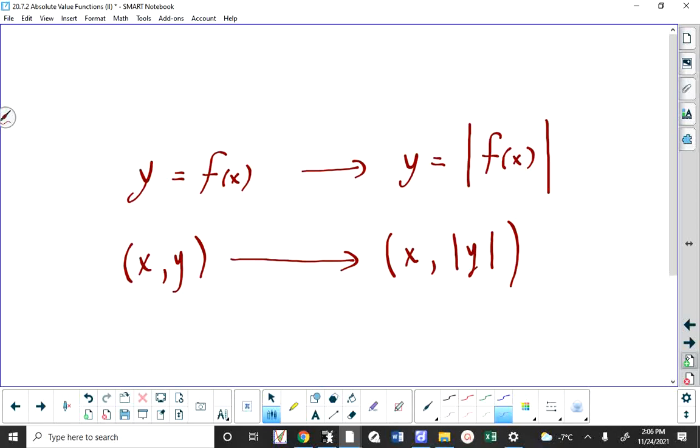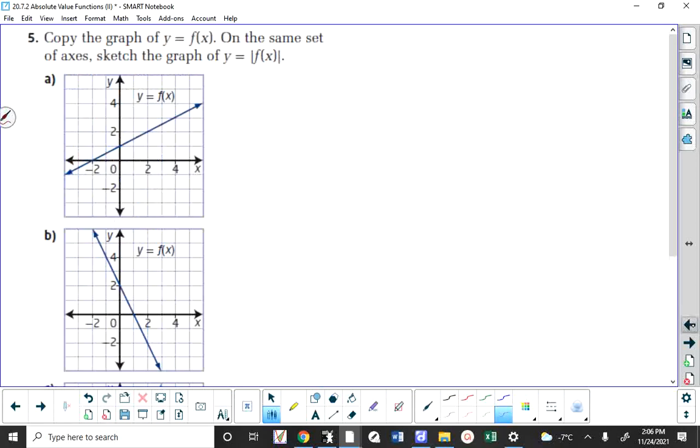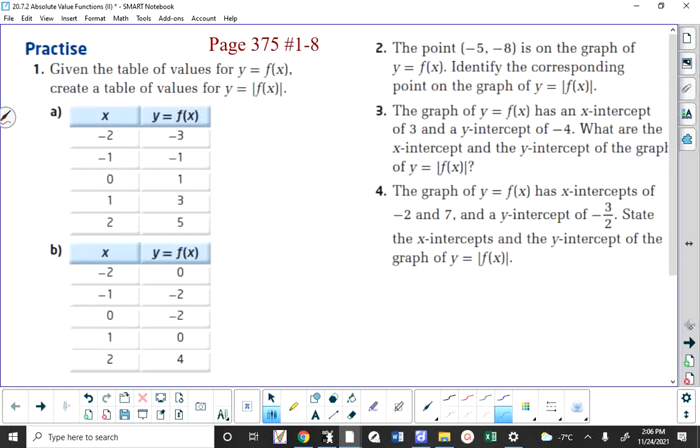1b. Okay. So all we are asked to do here is create a table of values for the absolute value of the function. And this is a little strange because you don't know the equation of the function, right? But you do know that this column that we're going to add is the absolute value of the function. And this column is the function.